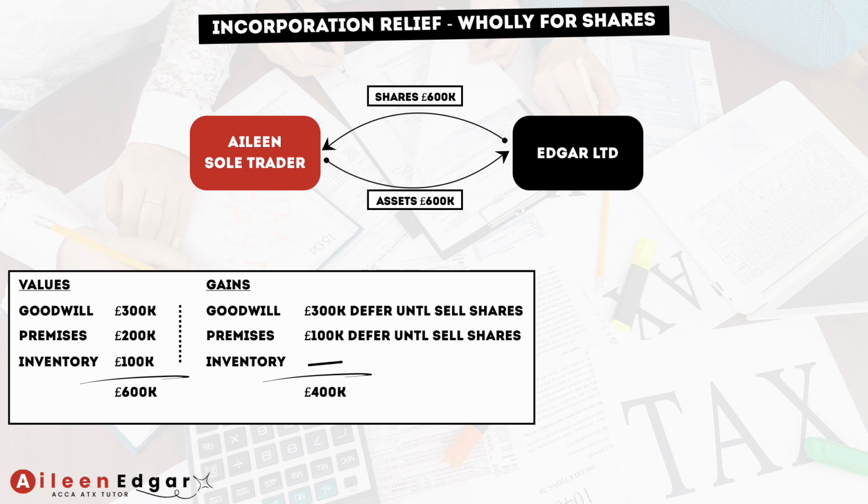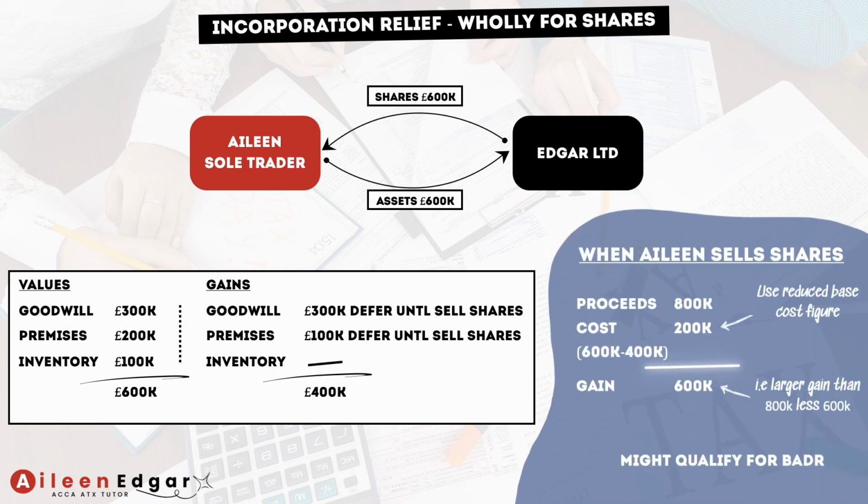Now, incorporation relief would allow me to defer the gain on the goodwill and the premises, so that £400,000, to some point in the future when I sell the shares that I received in Edgar Limited on incorporation. And that means I've got no gains chargeable to any tax at the time when I've sold my business to the company. Now, some point down the line when I sell the shares, instead of using the actual cost of the shares, I'll use what we call the reduced base cost, which will be the cost of the shares less the incorporation relief amount.